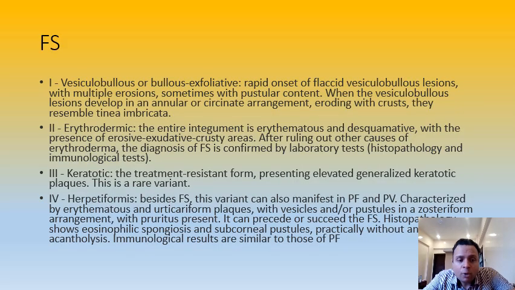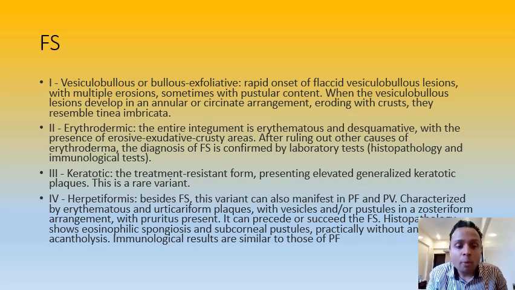So Fogo selvagem, you can get 4 types of pictures. Sometimes they ask you: one is the vesiculobullous variety, another is erythroderma. They can present as erythroderma, sometimes as a keratotic variety, which is treatment resistant. Keratotic means they'll have generalized keratotic plaques. Herpetiform means that, besides Pemphigus foliaceus, this variant can also present like Pemphigus vulgaris. They can get herpetiform lesions also. Normally they don't ask this question, but this is for general knowledge. Sometimes they can ask you what the other varieties are.